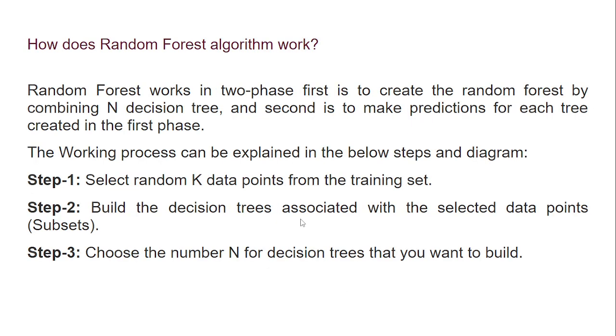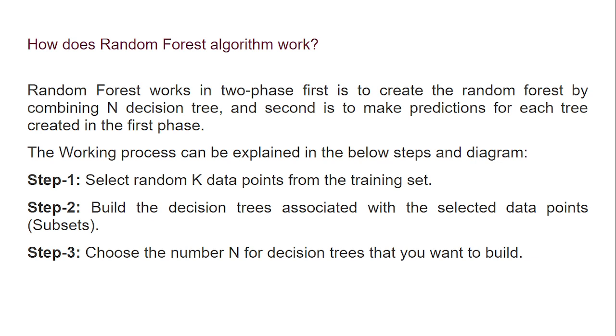And how does random forest work? We will go through the procedure step by step. Random forest works in two phases. First is to create the random forest by combining n decision trees. The second is to make a prediction for each tree created in the first phase. So now let us follow the following steps. Step 1: select random k data points from the training set. Suppose 80% of the data we have taken as the training set.